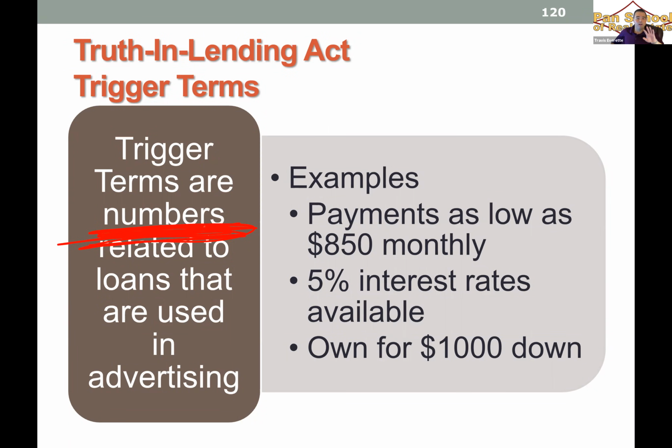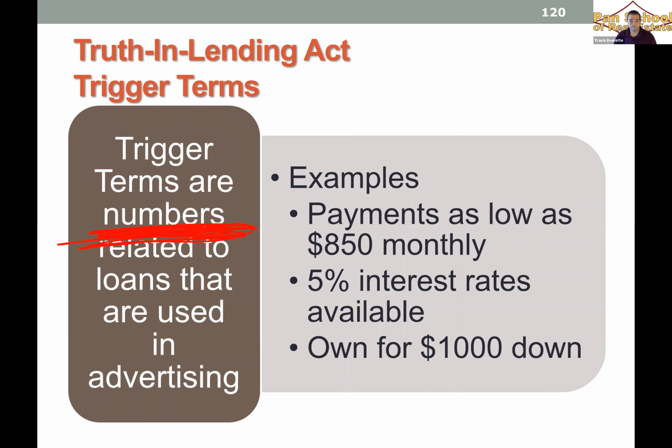Now, the law doesn't say don't use trigger terms. It says if you use trigger terms, you have to be willing to give all these other disclosures. They're going to put that on the test, by the way. They're going to put an answer choice that says Regulation Z of the Truth in Lending Act says don't use trigger terms in advertising. No, it doesn't. Regulation Z says if you use trigger terms, if you use these types of numbers in any advertisement, you had better also give these disclosures.